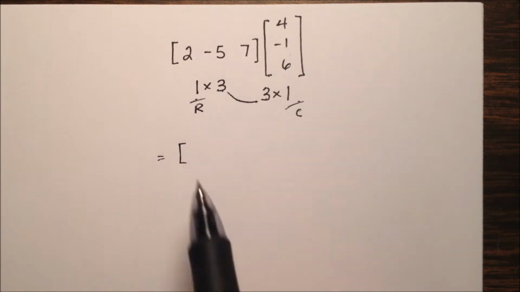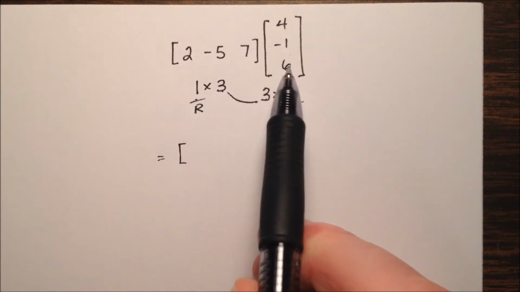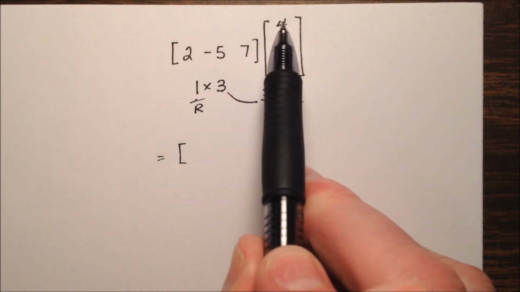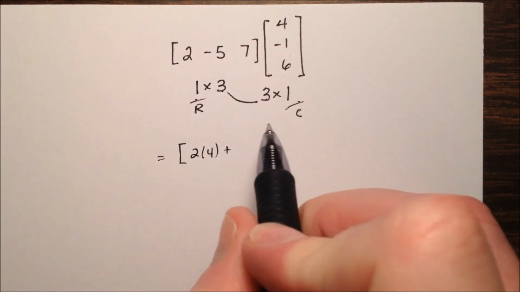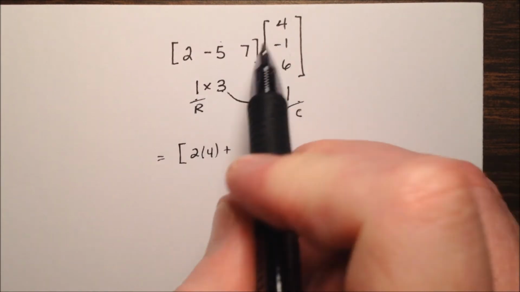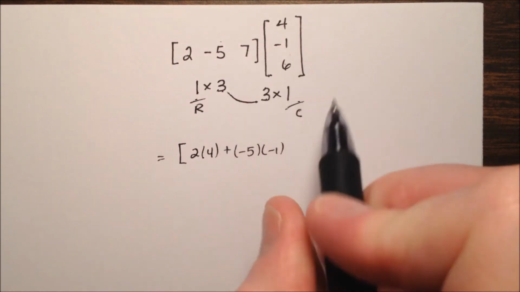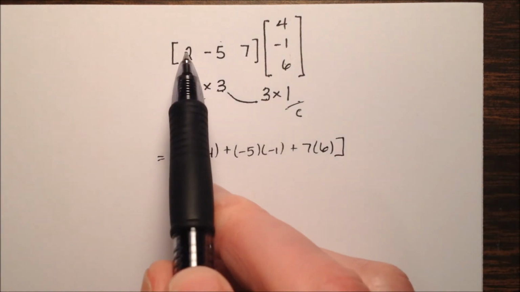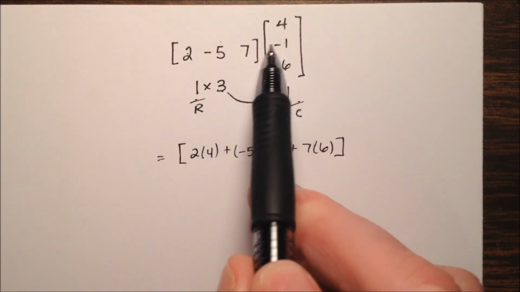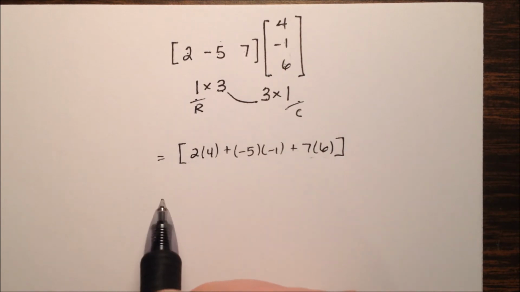It just happens that this row matrix only has a single row and this column matrix only has a single column. So what happens is I'm going to go through and do consecutive terms, and I'm going to multiply, so 2 times 4, I'll write that down, and I'm going to be adding consecutive terms, -5 times -1, and then 7 times 6. So each corresponding entry here gets multiplied, and then all the consecutive products get added together.